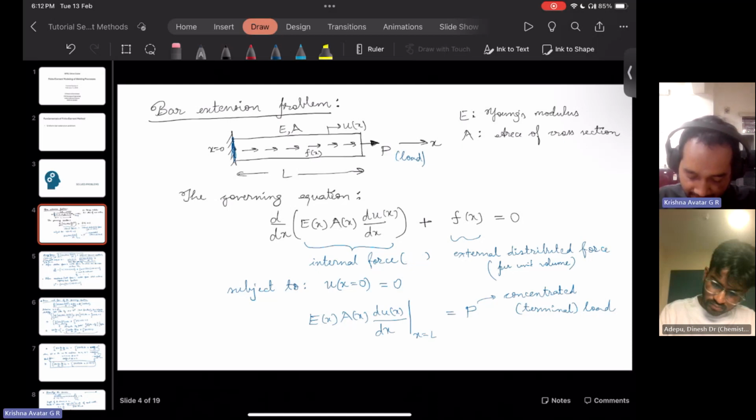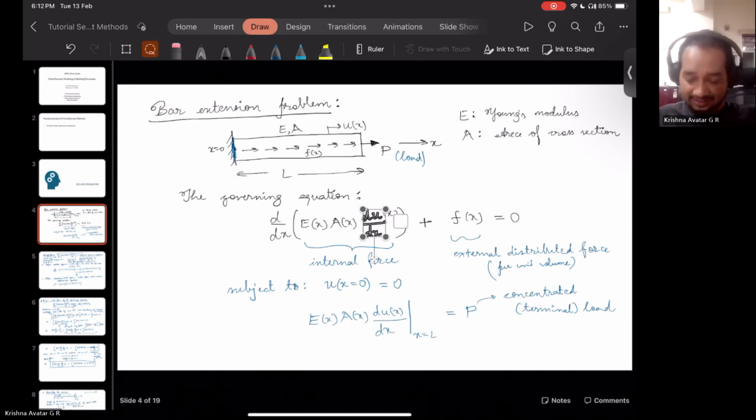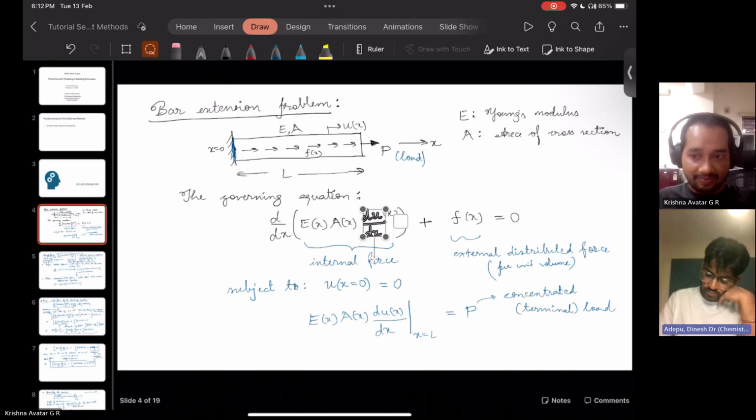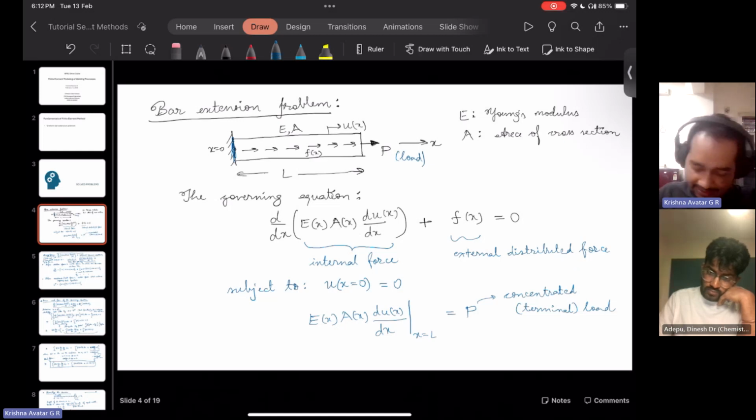Now ask me why I'm calling it force. This is because if you look at the units, this is Newton per meter square, and this is meter square, so this cancels out to give us Newton, and du/dx is a non-dimensional number. This is the strain, actually, the 1D strain. And this is not per unit volume, this is just per unit length. External distributed force per unit length.